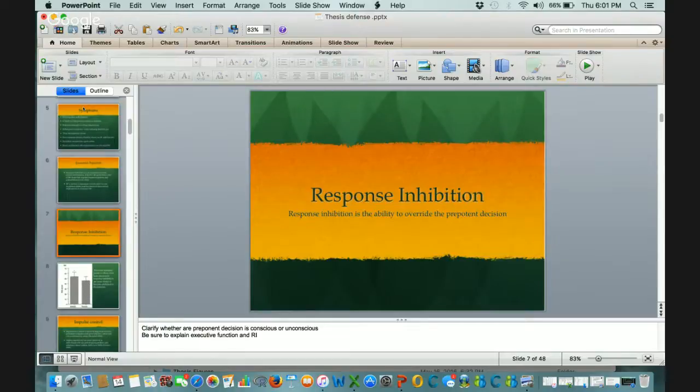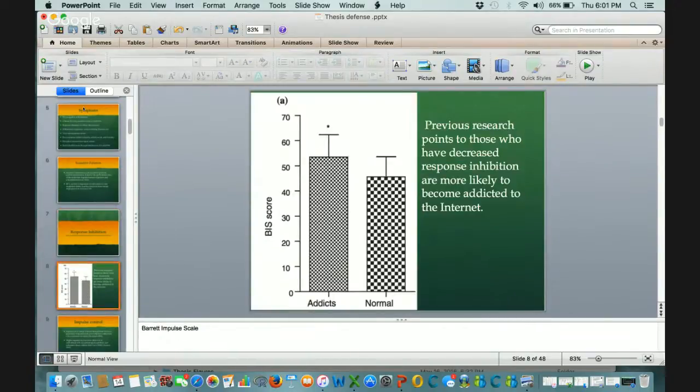Response inhibition is defined as the ability to override the prepotent response. So when we have this natural impulse, as mentioned before with the chocolate, you have to resist this urge or temptation. That is an example of response inhibition. But those who cannot inhibit the response or struggle with inhibitory control are labeled as impulsive.